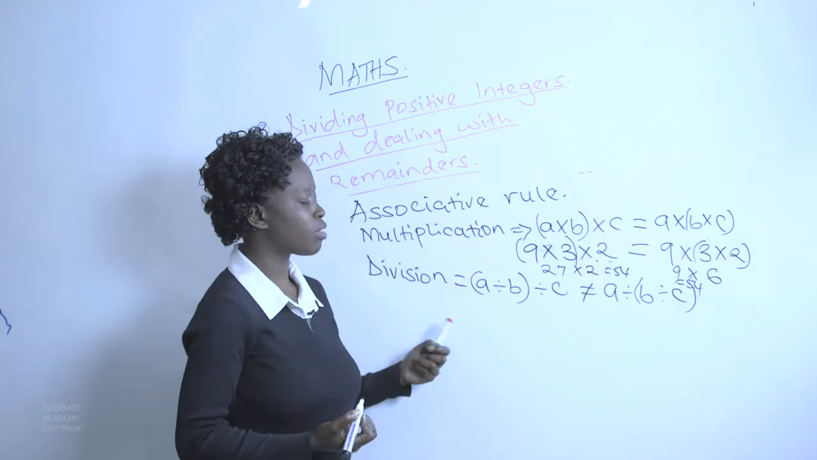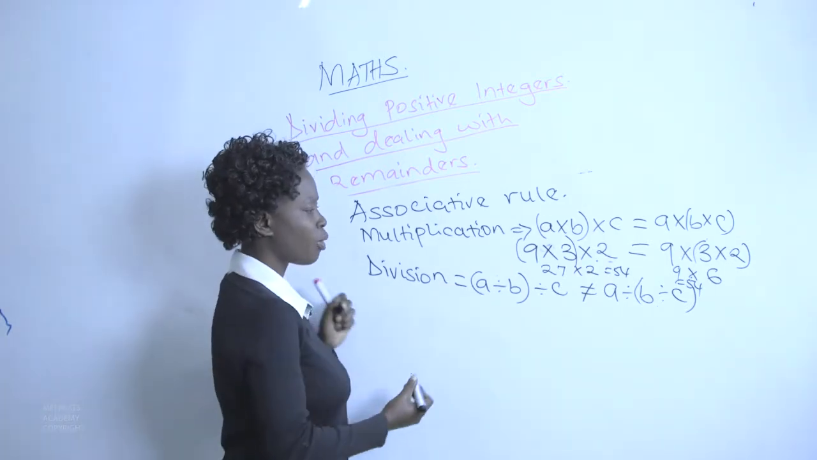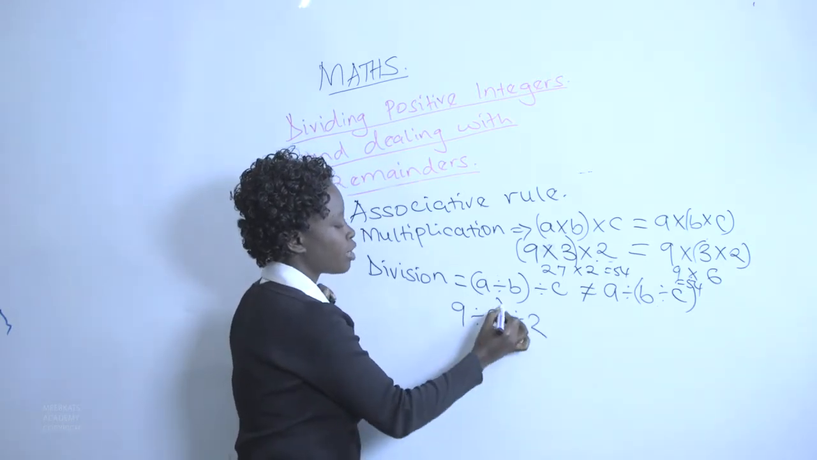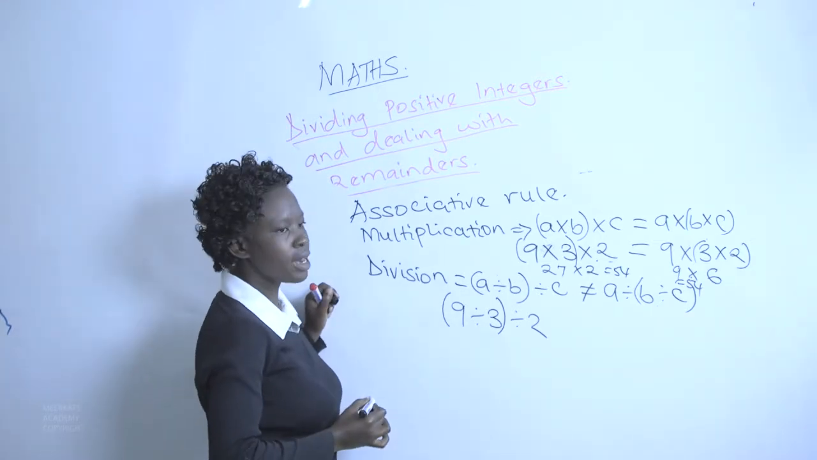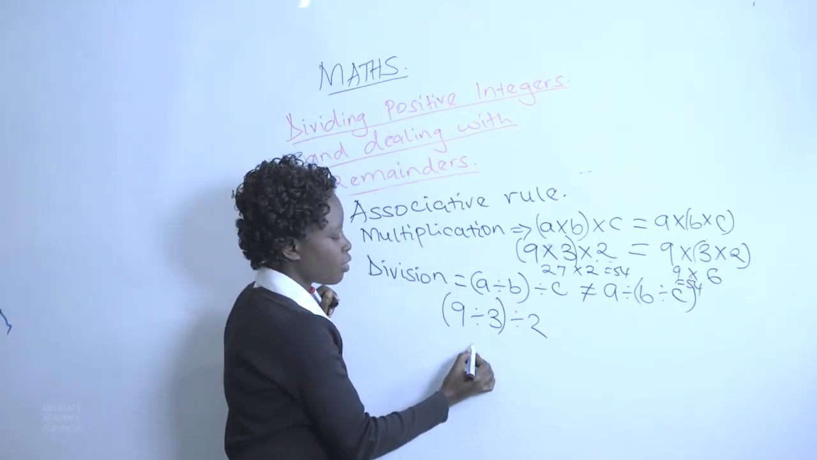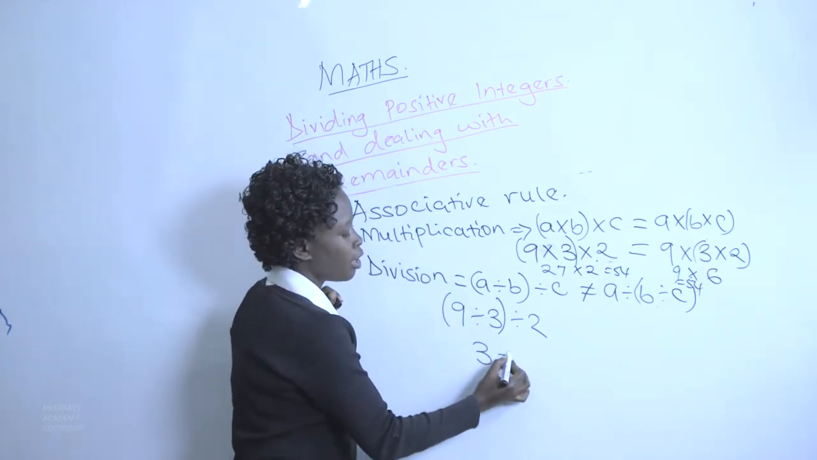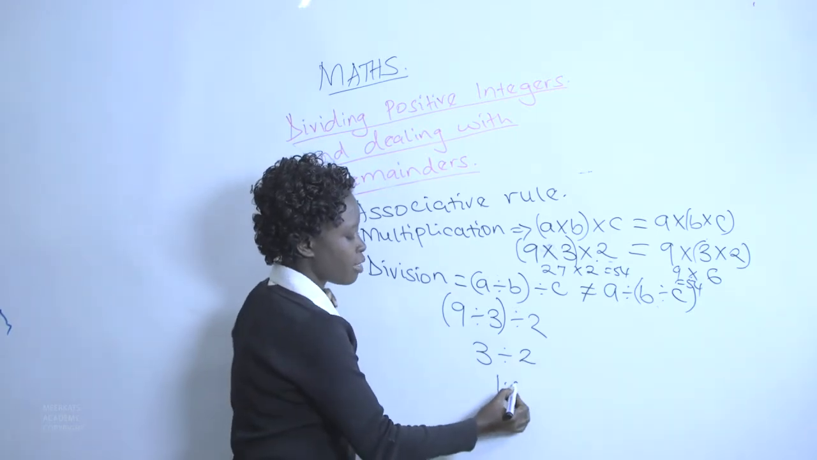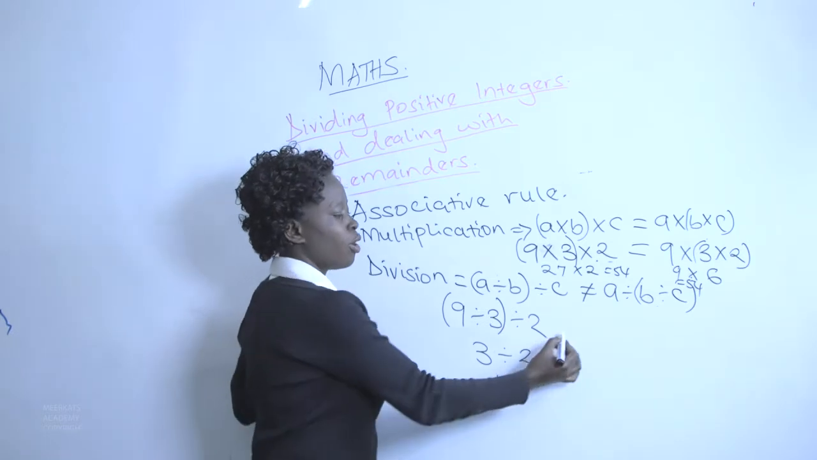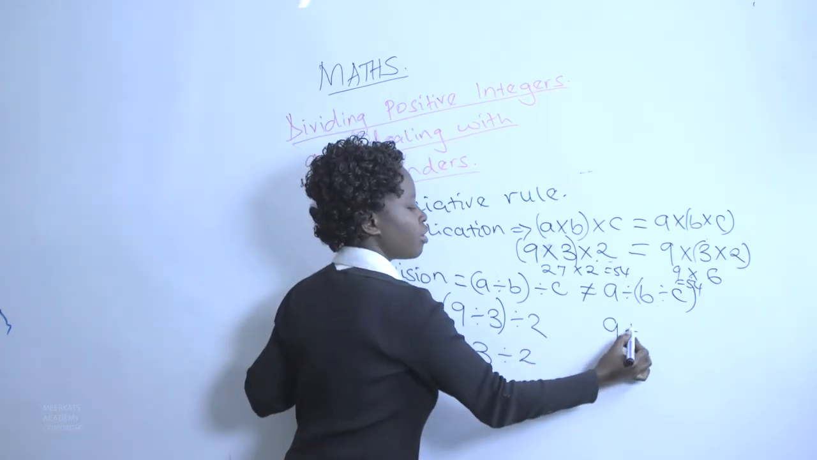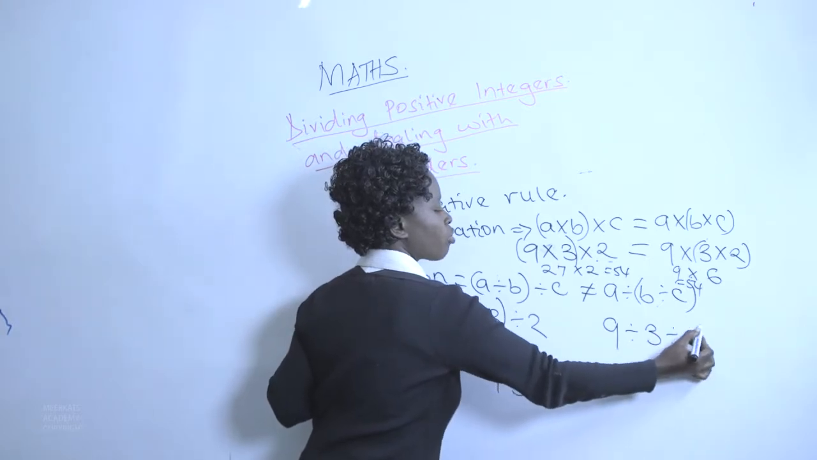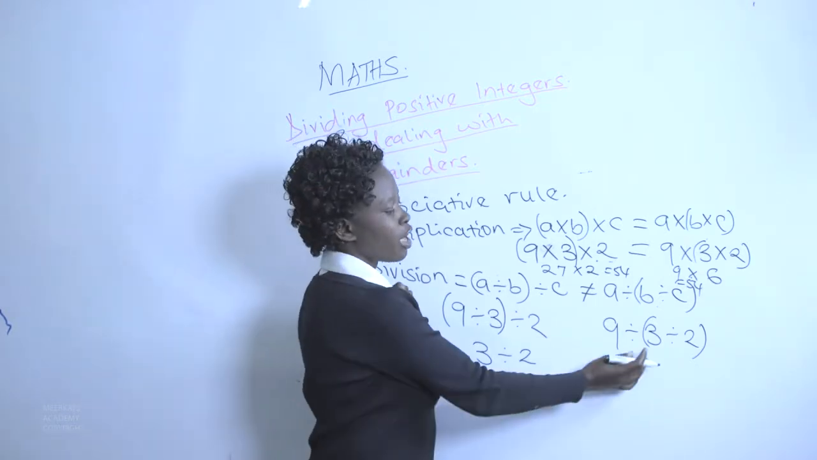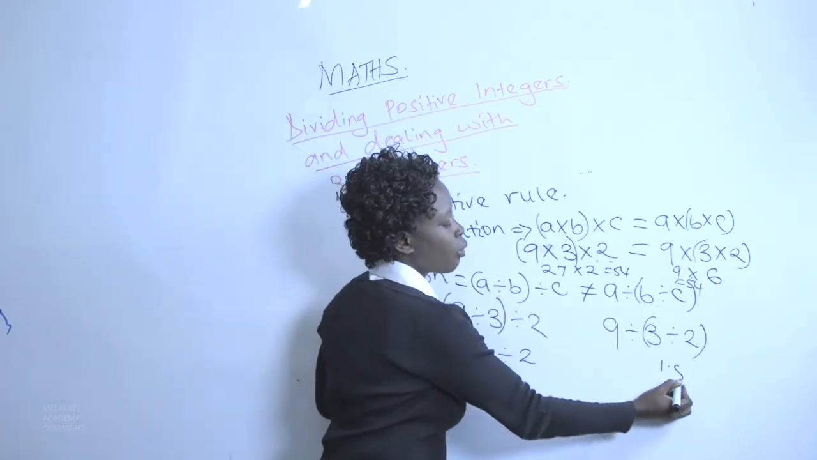But let us use the same example when it comes to division and find out what happens. So we have 9 divided by 3 divided by 2. We are starting with the first pair. When I have 9 divided by 3, then it means the answer is 3. Then divide the answer by 2. So 3 divided by 2, we are getting the answer as 1.5. On the right-hand side, we have 9 divided by 3 divided by 2. So we are starting with the second pair, which is 3 divided by 2. So when we have 3 divided by 2, we are getting 1.5.